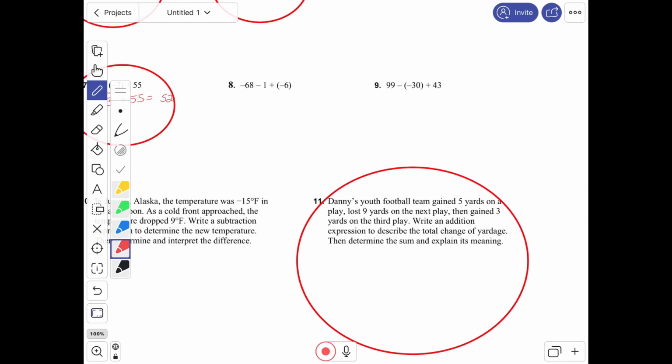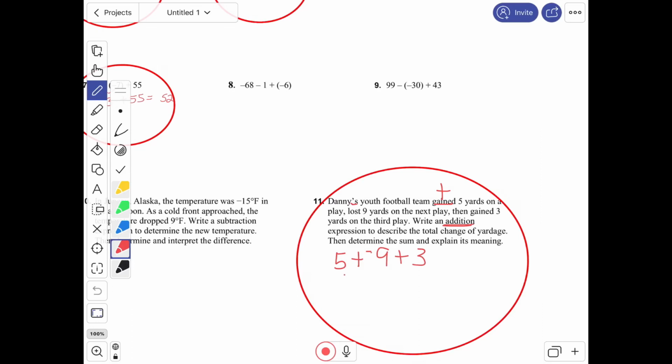And then number 11 is also adding. Danny's youth football team gained 5 yards on a play, lost 9 yards on the next play, then gained 3 yards on the third play. Write an addition expression to describe the total change of yardage, then determine the sum and explain its meaning. So if they gain, that's going to be positive, and if they lose, that's negative. So gained 5 plus negative 9, because it said to write an addition expression, so everything's going to be plus.